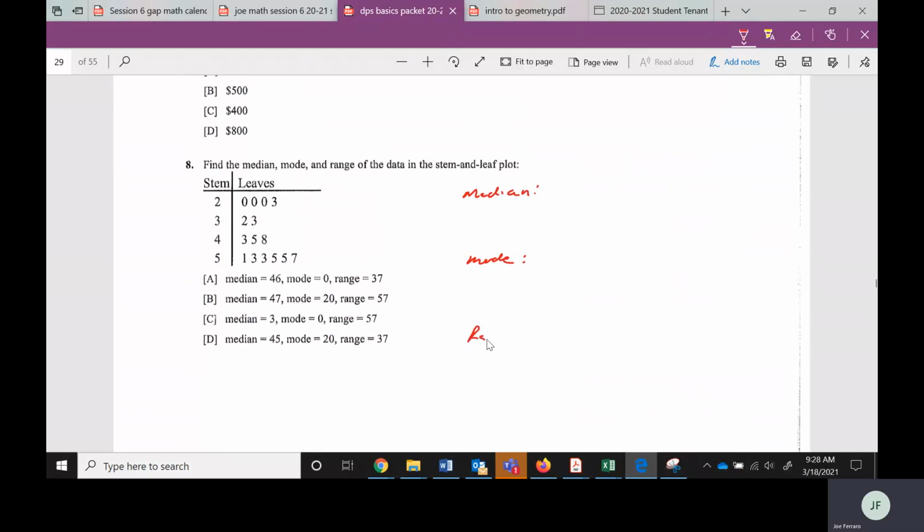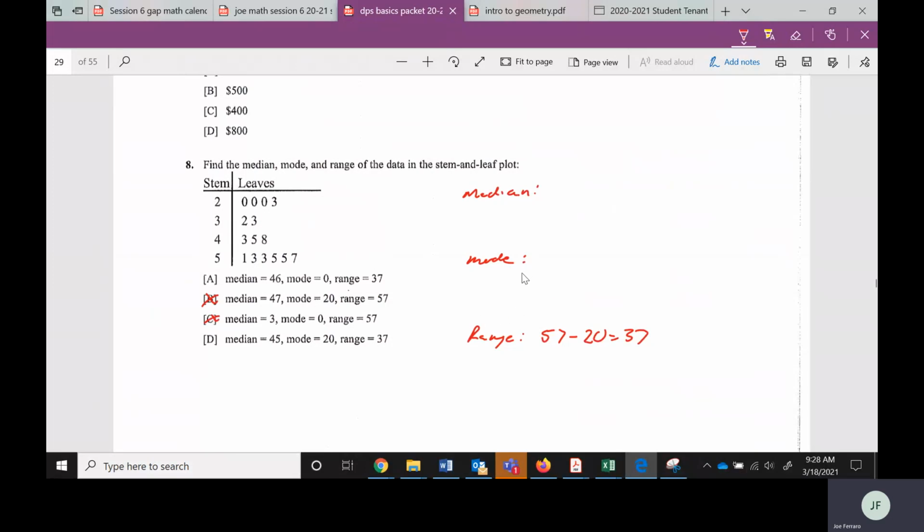And I'm going to do these in reverse order because some of them are pretty easy. So range means the high minus the low. Okay, so the highest number here, we're in the 50s. The highest 50 is 57. The lowest is in the 20s, and the lowest one is a 20. So that gives us 37 as our range. So we can cross out B and C. So that is 37 as the range.